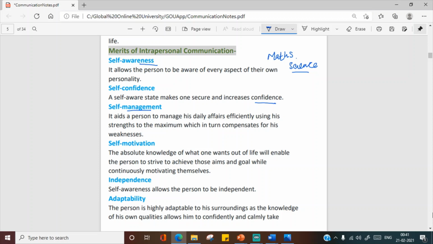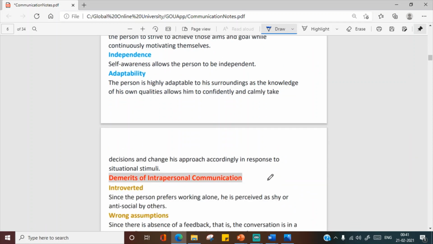Next is independence. Self awareness allows a person to be independent. Adaptability. The person is highly adaptable to his surroundings, as the knowledge of his qualities allows him to confidently and calmly take decisions. So we take decisions when we think about it in our mind, we analyze things. So all those come from intrapersonal communication.